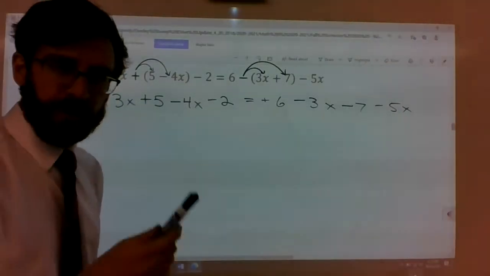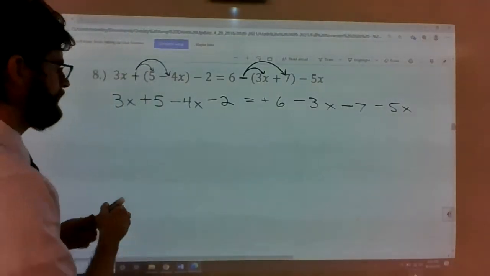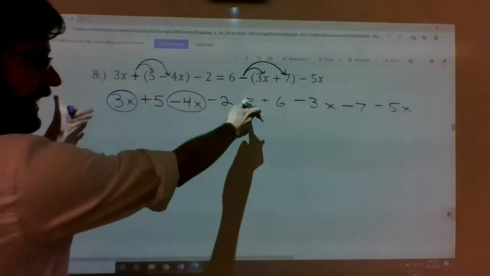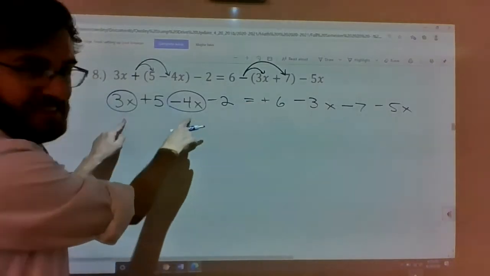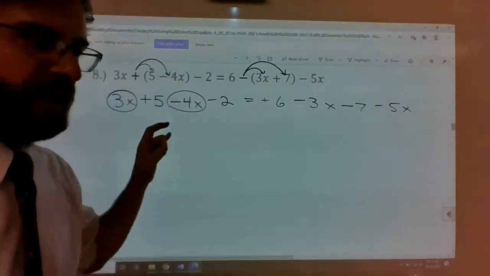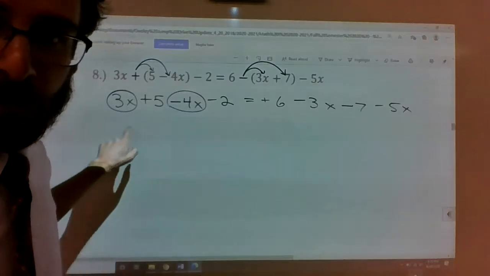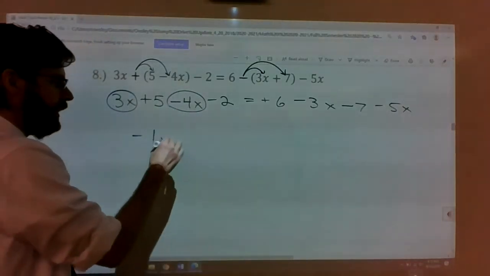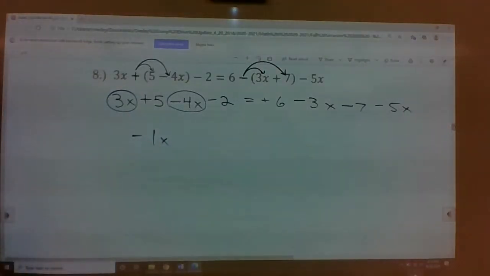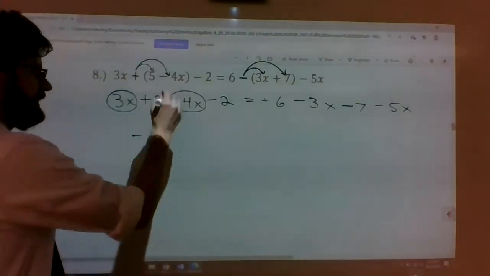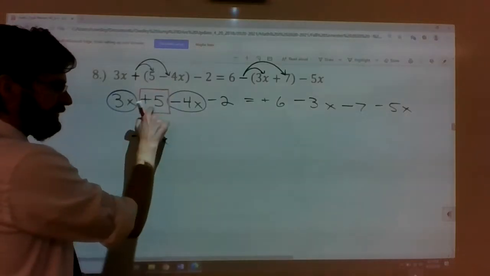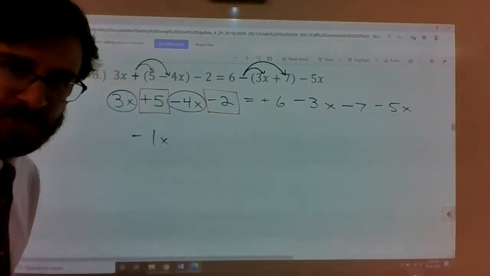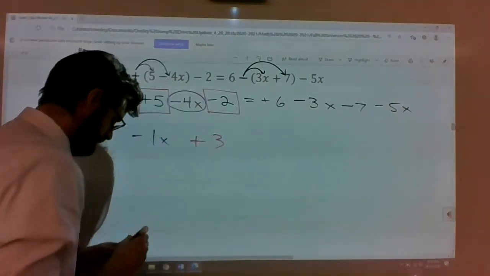All right, this is where you guys take out the highlighters and say the 3x and the minus 4x, since they're on the same side, have to just complement. I have to just take 3x minus 4x. I don't add 4x to both parts. I just do 3x minus 4x. It's negative 1x. Same deal with the constants. I've got a plus 5 and a minus 2. That's 5 minus 2. That's a positive 3.